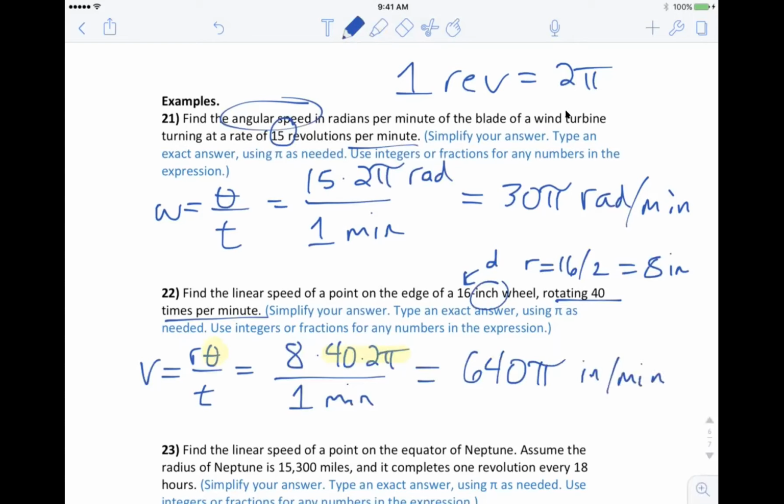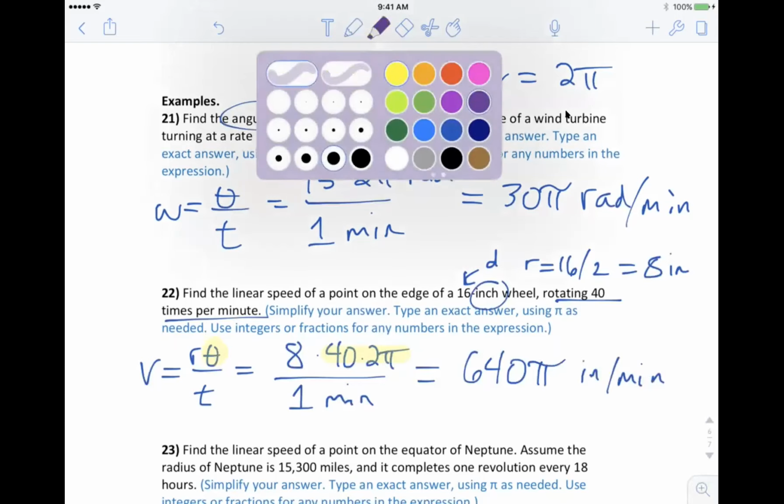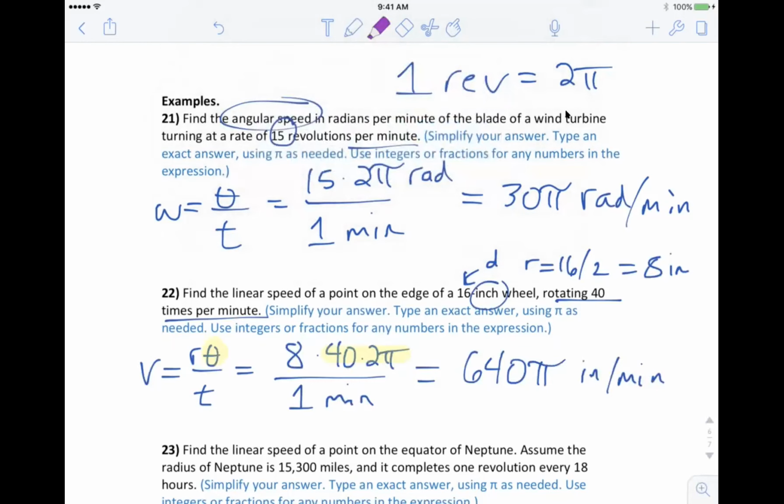And talk about the units of measurement here, comparing angular velocity and linear velocity. Notice that angular velocity is always in radians per unit time, whereas linear velocity is some distance per unit time: inches, feet, miles, meters, centimeters, okay? And I know that's inches because this was in inches, it was 8 inches, right?